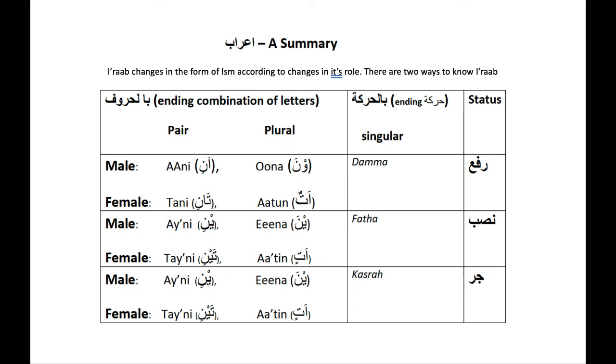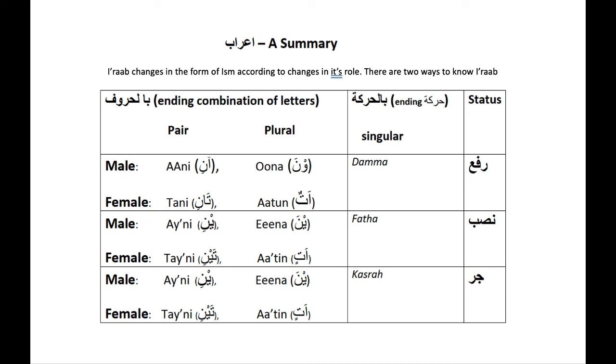So for rafa status, for male dual, it will be ani at the end. And for male plural, it will be una. For female dual, it will be tani. And for female plural, it will be atun. Let's go to nasab. For male dual, it would be aini. And for male plural, it would be ina. For female dual it would be tayni, and for female plural, it will be atin.